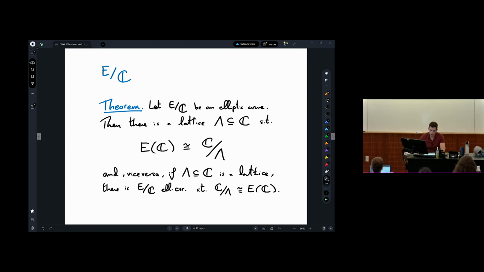Over the complex numbers, we are interested because it gives me a lot of information actually over the complex numbers.